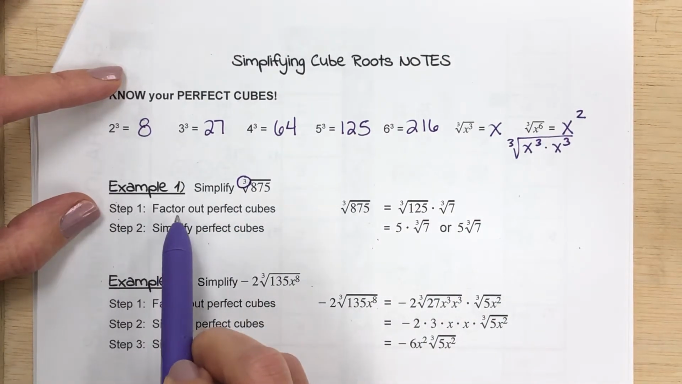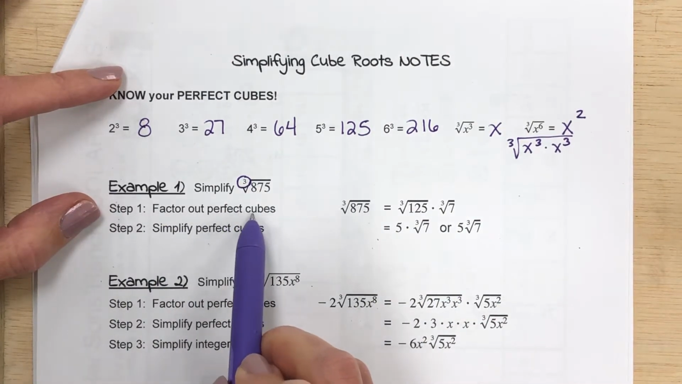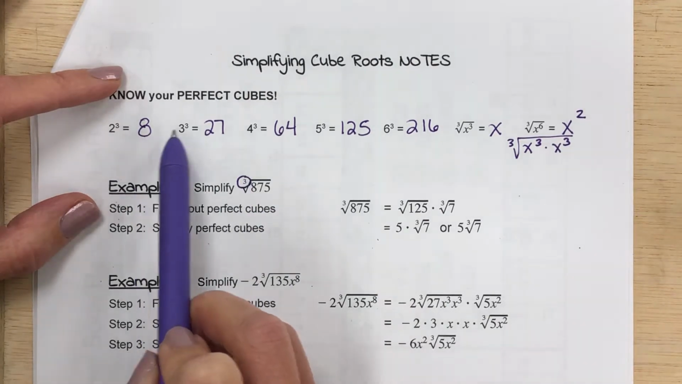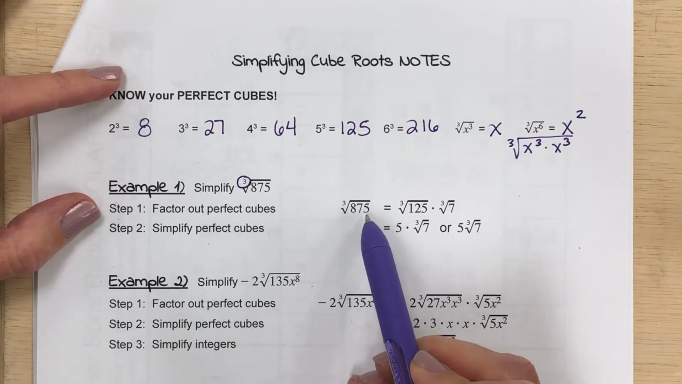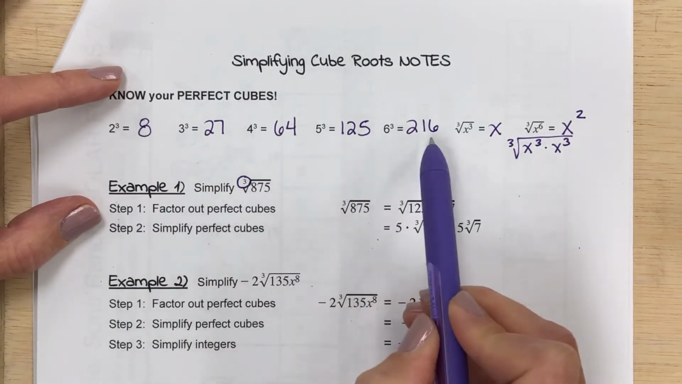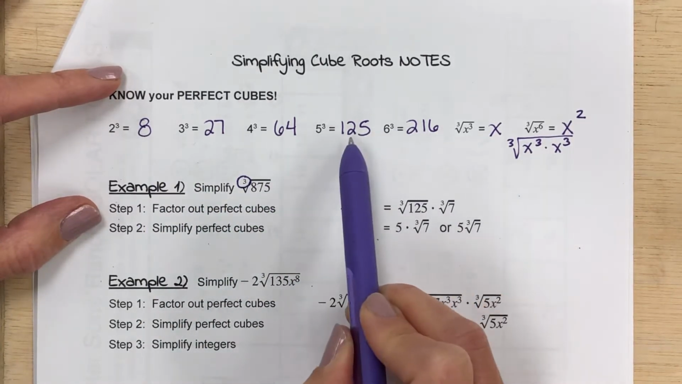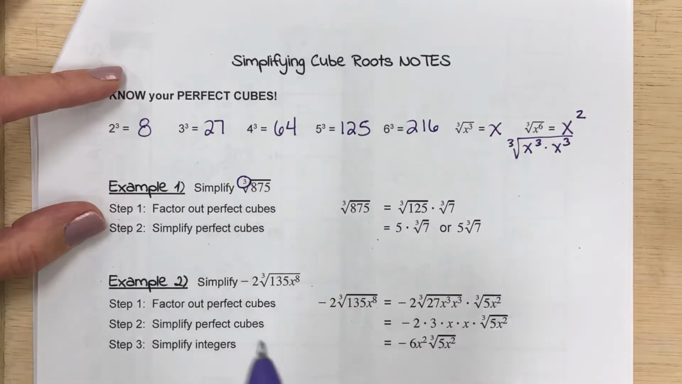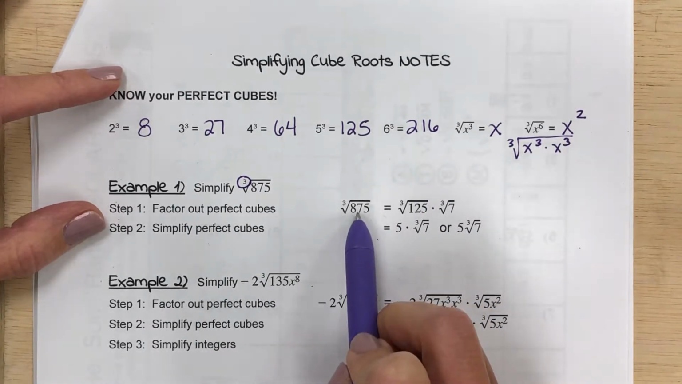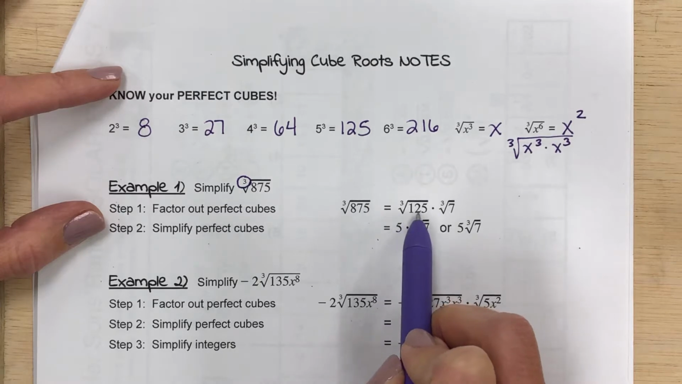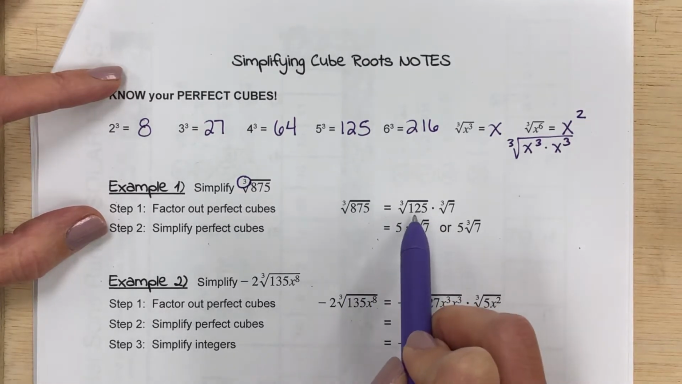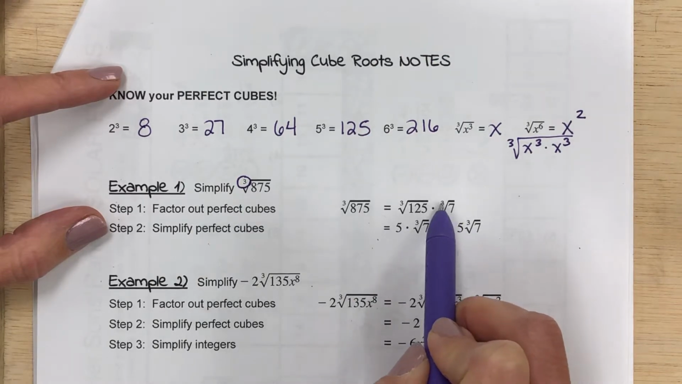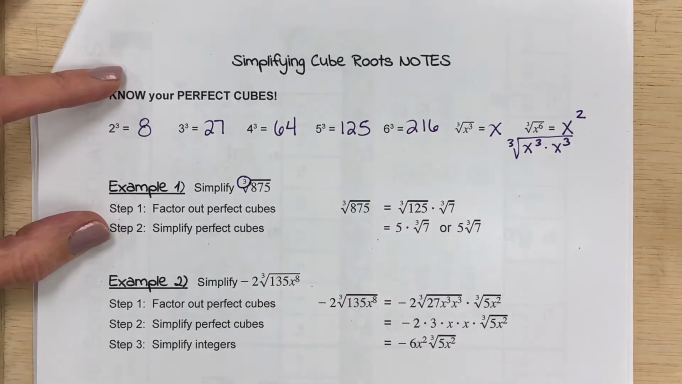So step number 1, factor out any perfect cubes that you can. Here's where you want to take a look at your list and go, the cubed root of 875, is any of these a factor of 875? Aha, 125. I'm going to factor that out. So the cubed root of 875 becomes the cubed root of 125, and what's left over? 875 divided by 125 is 7. So the cubed root of 7. That's my leftover, I call it.